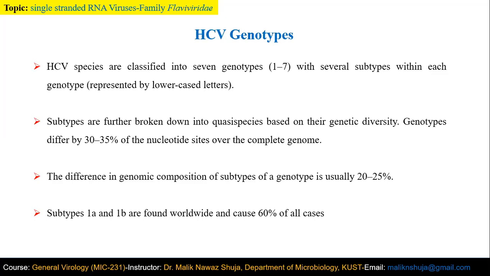If we are talking about the subtypes, in the world 1a and 1b are very dominant. In most cases, about 60% of cases have been reported with the 1a and 1b subgenotypes.